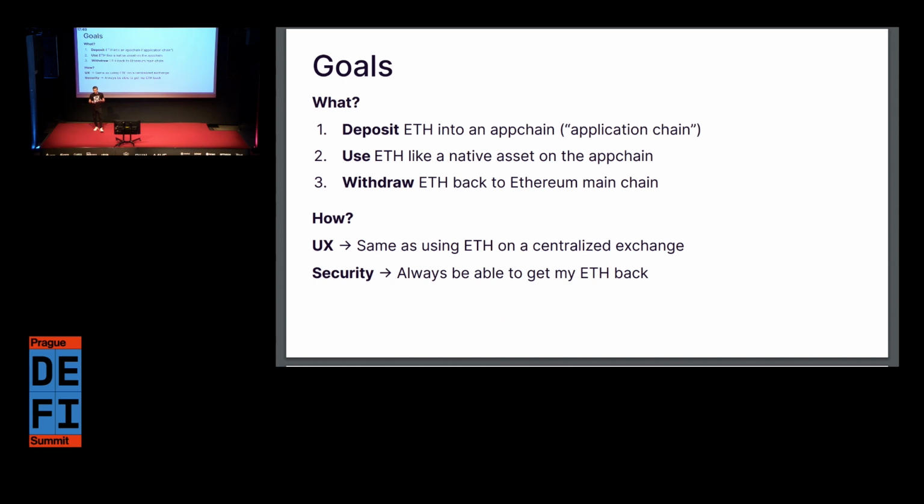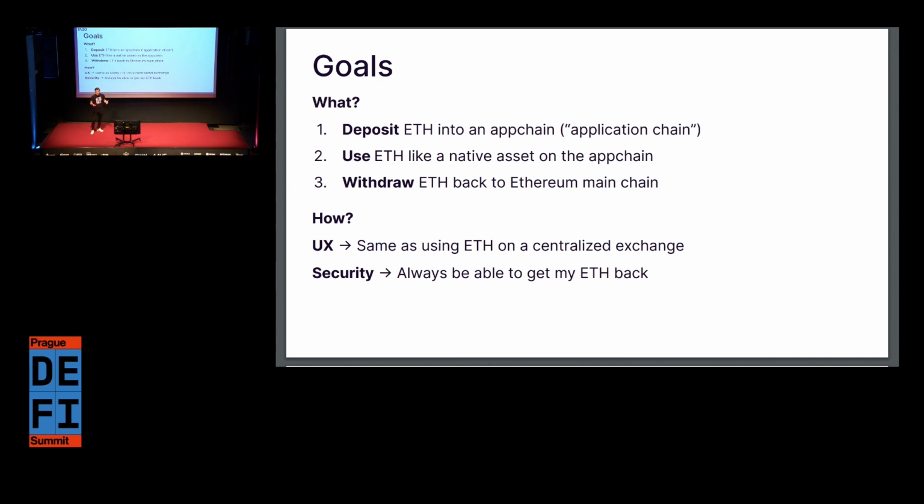And the goals when bridging are, again, very similar to depositing into a decentralized or centralized exchange, right? We deposit ETH into an app chain, and again, the app chain can be an L2, Parachain, Cosmos Tendermint SDK chain, doesn't matter. You use ETH there like a native asset, right? You don't want to worry about converting. When you put your money onto an exchange, you don't have to figure out if it's really compatible with other trading pairs. And then you withdraw back to Ethereum.